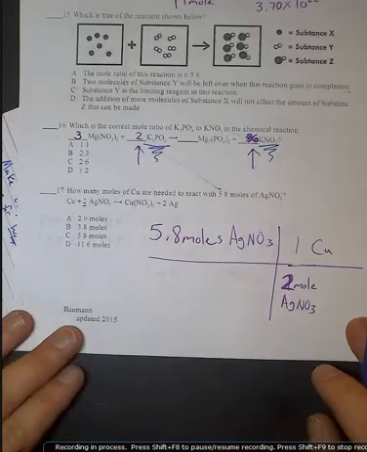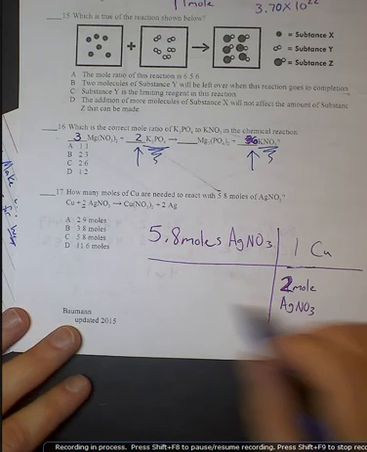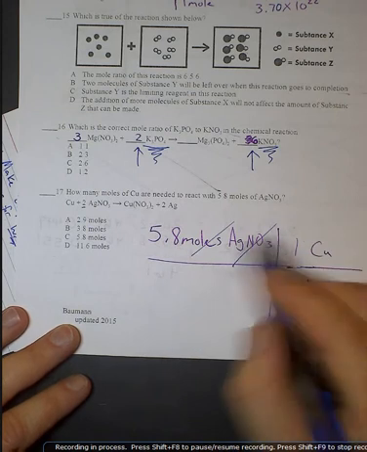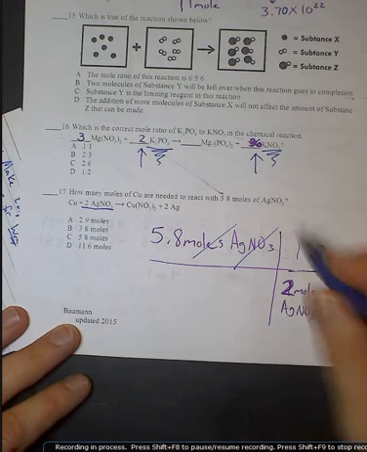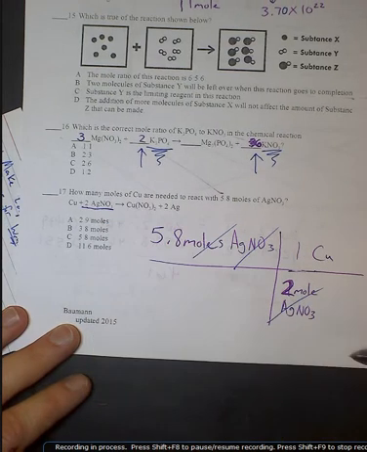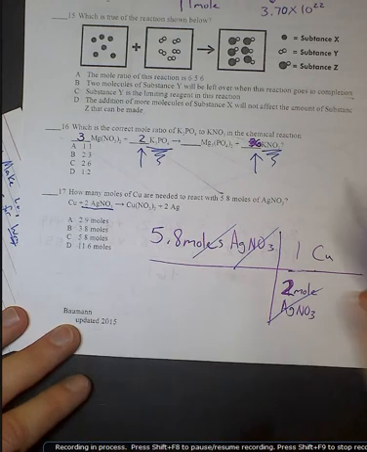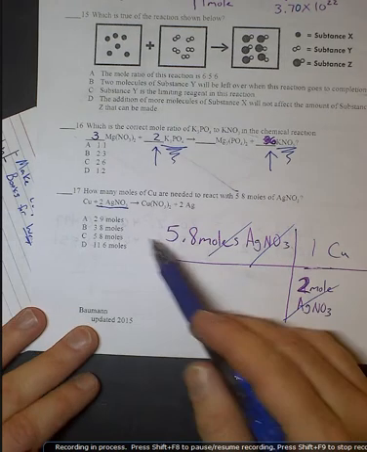Choose the correct answer. 17. How many moles of copper are needed to react with 5.8 moles of AgNO3? 5.8 moles of AgNO3. That gives us, if we balance it out, 2 moles of AgNO3 for every 1 mole of copper. 5.8 divided by 2. Choose the correct answer.